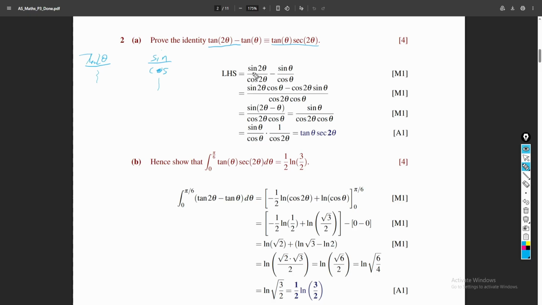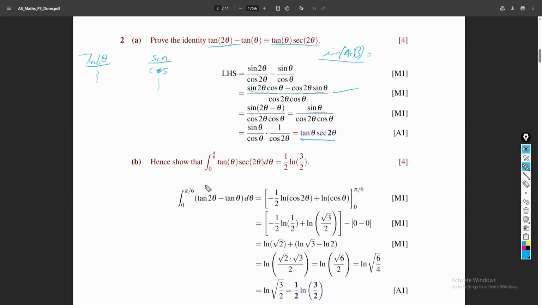Over here we simply break this down into sine by cos, and this is sine by cos, and then get the denominator together. This is what we do here, and then we notice that this is the formula for sine. This is one of the angle formulas from the formula sheet, the one for sine A plus B. So we simply see that from the formula sheet and convert it to this version. Then sine of 2 theta minus theta is sine theta, and sine by cos is tan. Then we have 1 by cos 2 theta, and that gives us sec 2 theta.